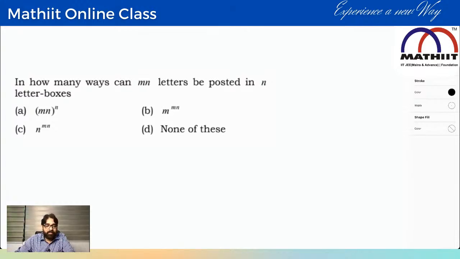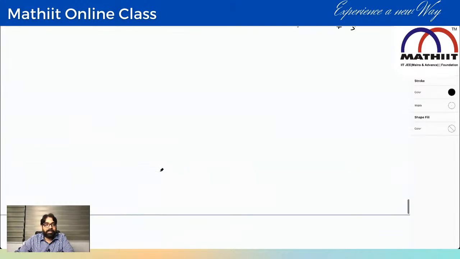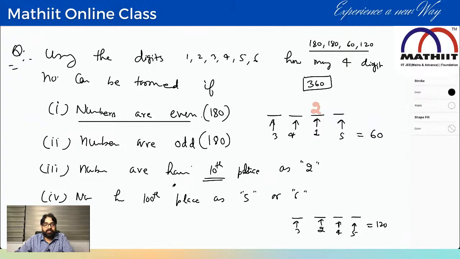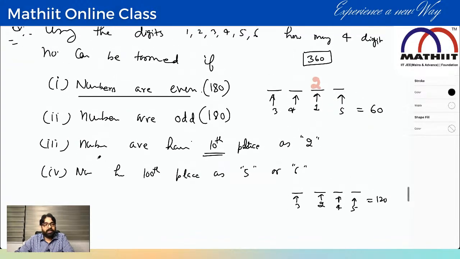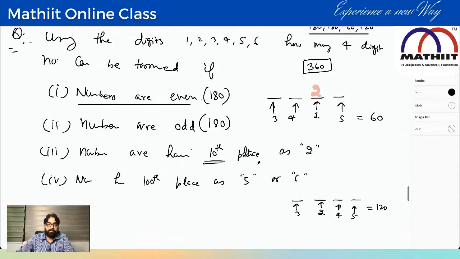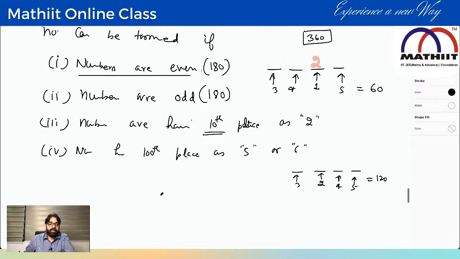Okay, I think one question we did not complete. Please wait. Third and fourth, yeah, completed. Third part, somebody having this doubt: number having 10th place as 2. I'm just explaining, please excuse. Just look here. 10th place has to be 2. So there is a restriction on 10th place, so this place can be filled in only one way.